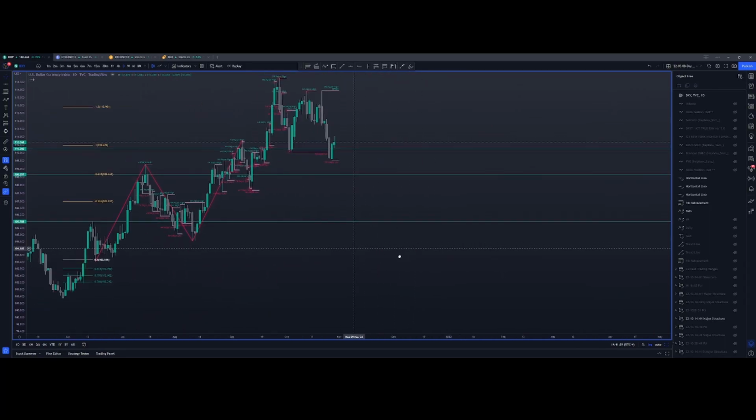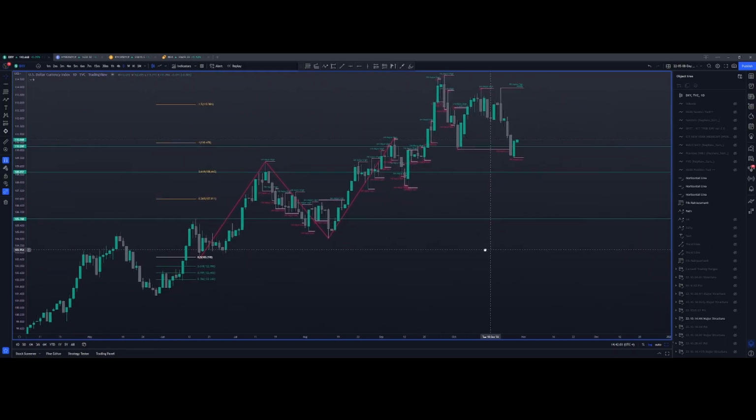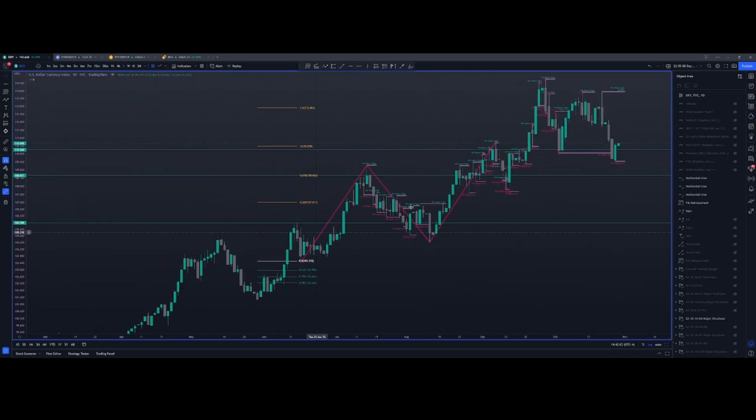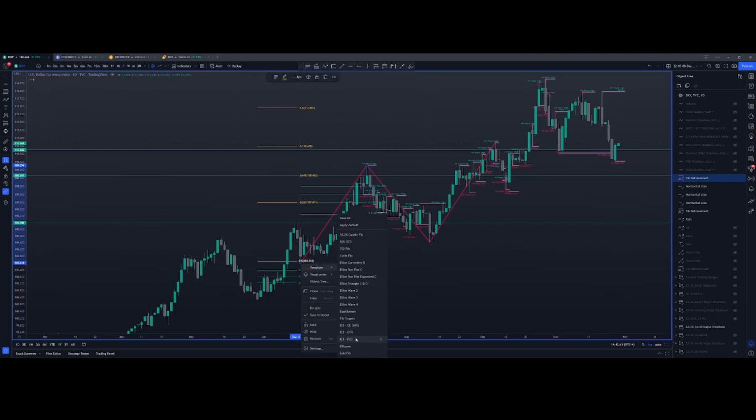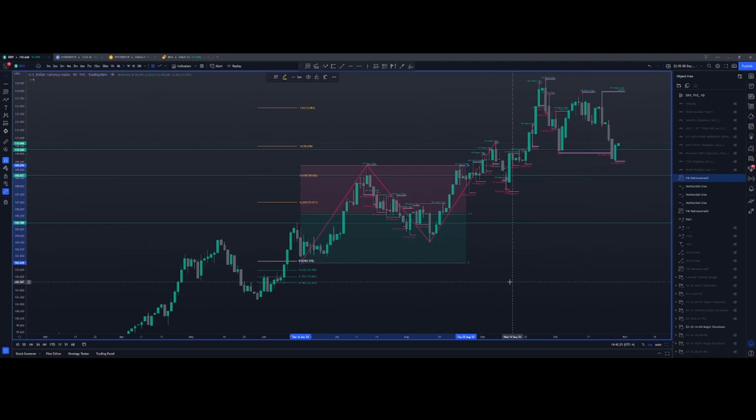we would be looking within this range. I'll stick a range on for you so you can see which one is which. So we'd be looking in this range, somewhere in discount, so in the green shaded area, where the daily may take a retrace back to.